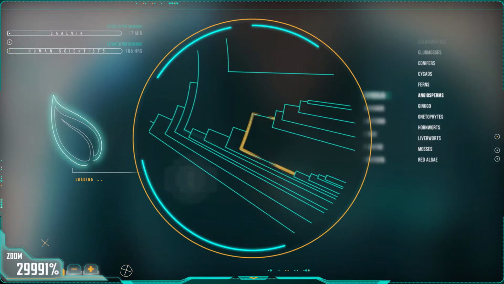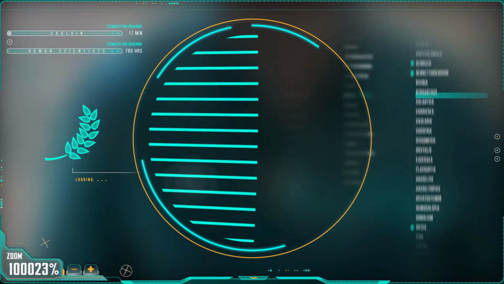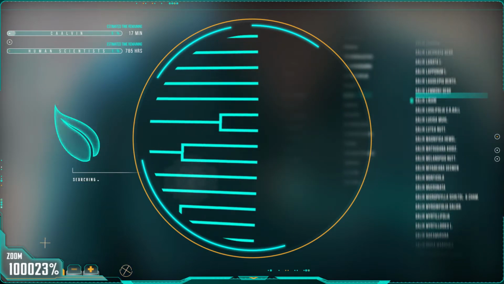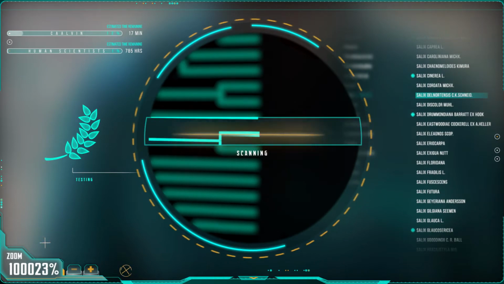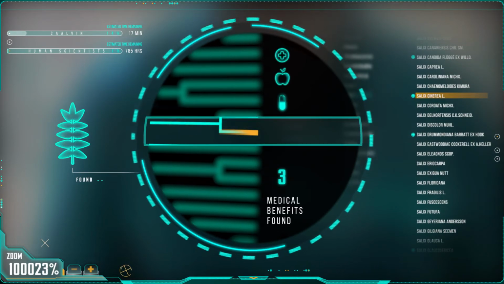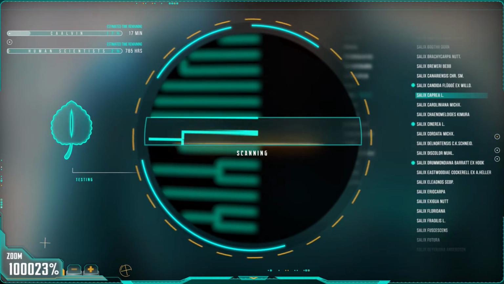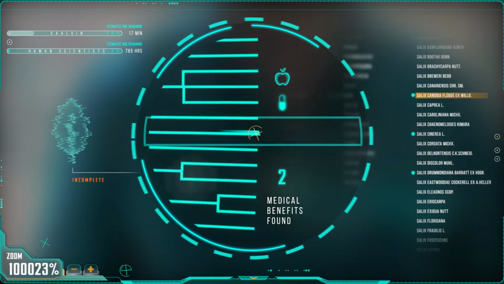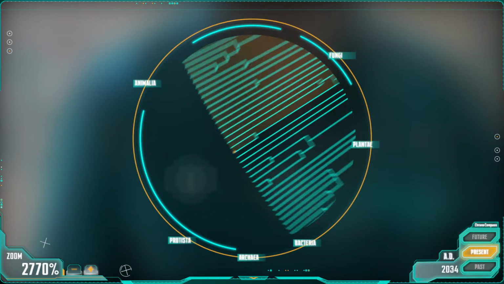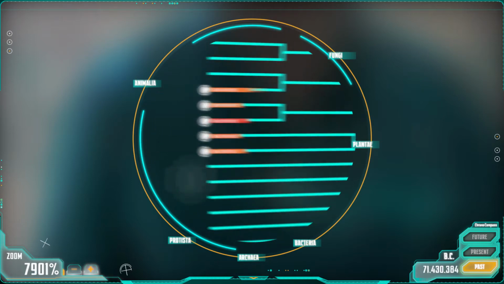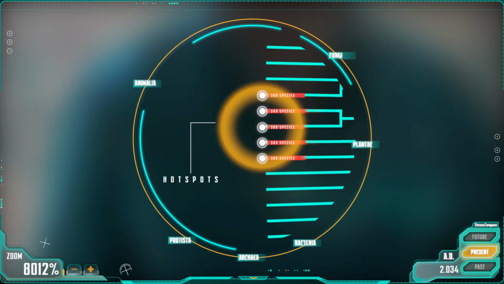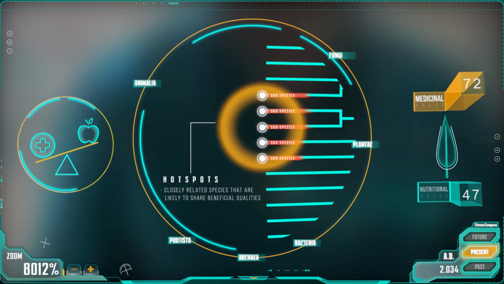There are so many plants listed here, though. Is that why the tree of life has to be so detailed? So that scientists can test every one for potential medicines and things? That must take forever. No, that would not be efficient, especially for human scientists. Since the tree of life presents the relationships between species, it makes it easier for scientists to locate hotspots. Hotspots? Hotspots are closely related species that are likely to share beneficial qualities, such as medicinal or nutritional value.